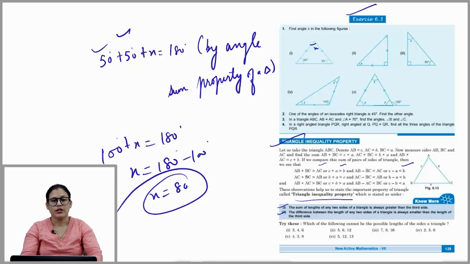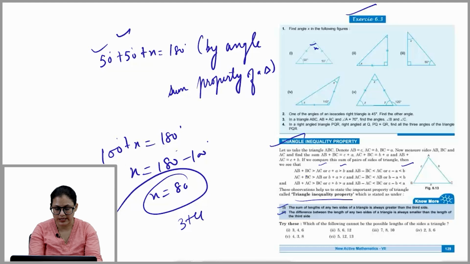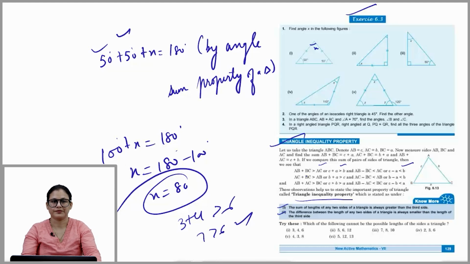Okay. So try these. Which of the following cannot be possible lengths of the sides of a triangle? See, you have been given this set: 3, 4, 6. 3 plus 4 is greater than 6. 7 is greater than 6. So this is true. Okay.